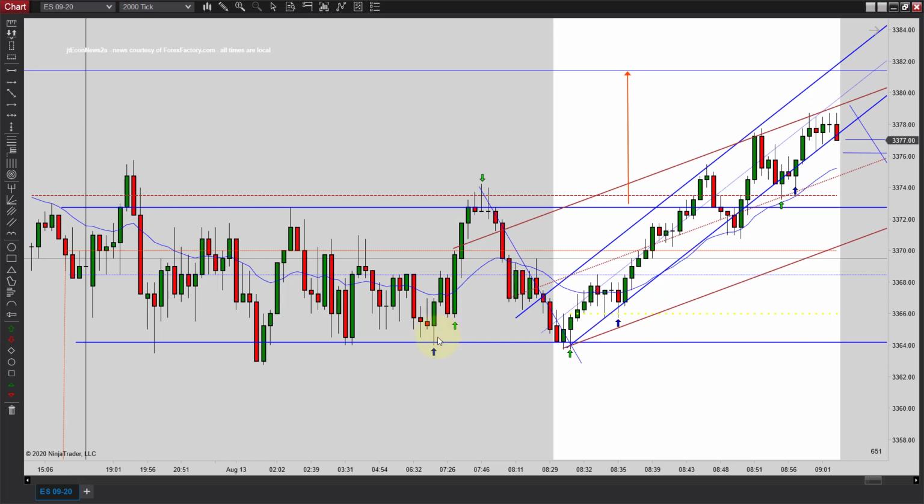Not only that, there's a little bit of a trap here. Notice you're working down, you get a first entry, and then a second entry, and it looks like it's going to fail, and all it does is trap people. Don't go short into all that support. There's no short there at all.